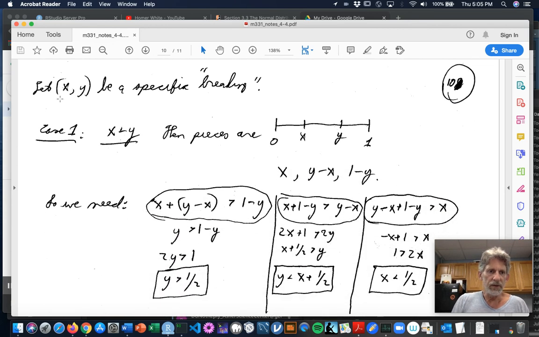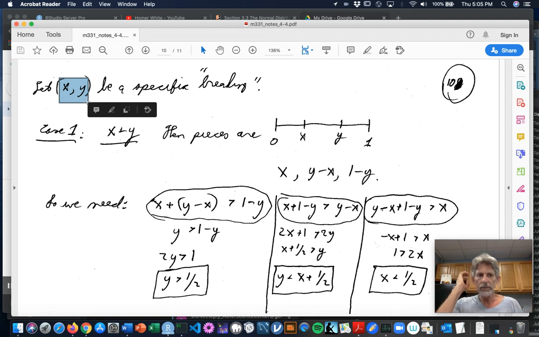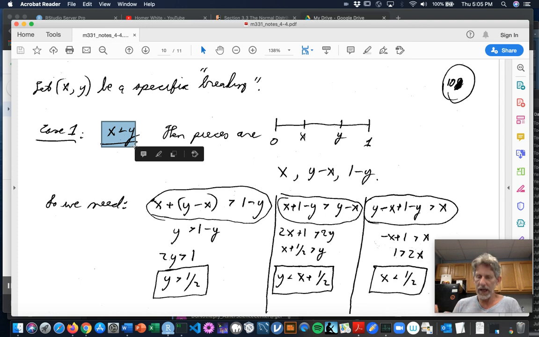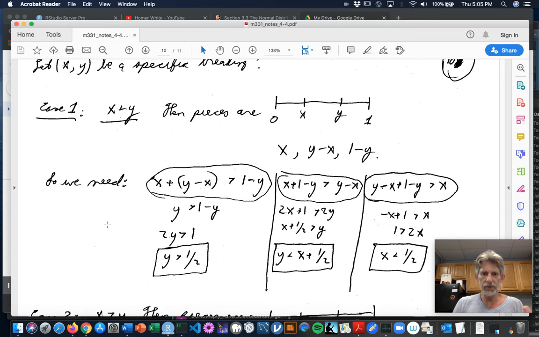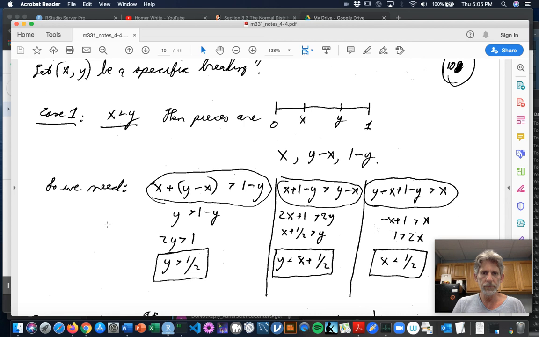Okay, so take a specific breaking somewhere inside that square, say little x, little y. There's two cases we need to consider. We first need to consider, if x were less than y, what would have to happen for us to get a triangle? And if x were bigger than y, what would have to happen for us to get a triangle? So let's focus in on case one to start.